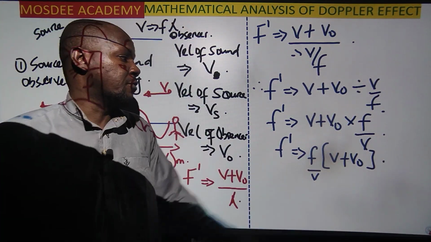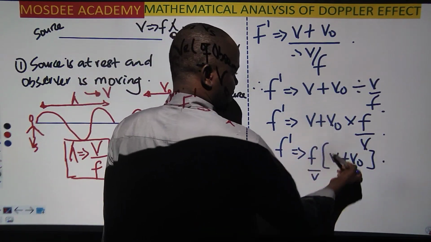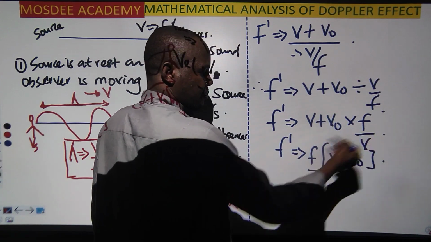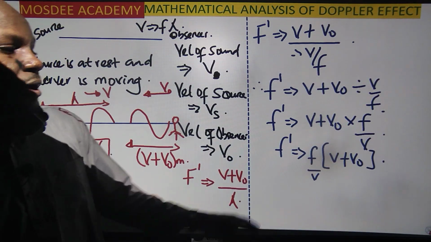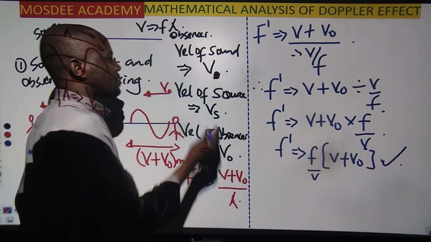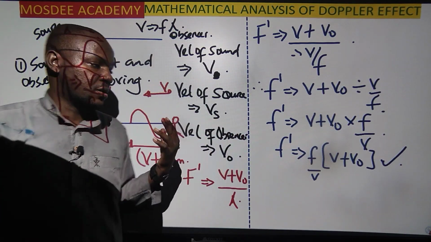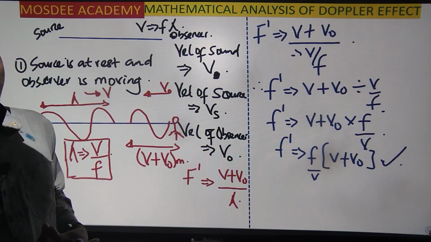You can say V divided by V, or if you are the type that likes to solve by LCM, V open bracket, whatever. But what I'm trying to let you guys know is that at that particular point in time, the frequency that will be reaching the observer as it's moving towards the source is going to be that particular formula.